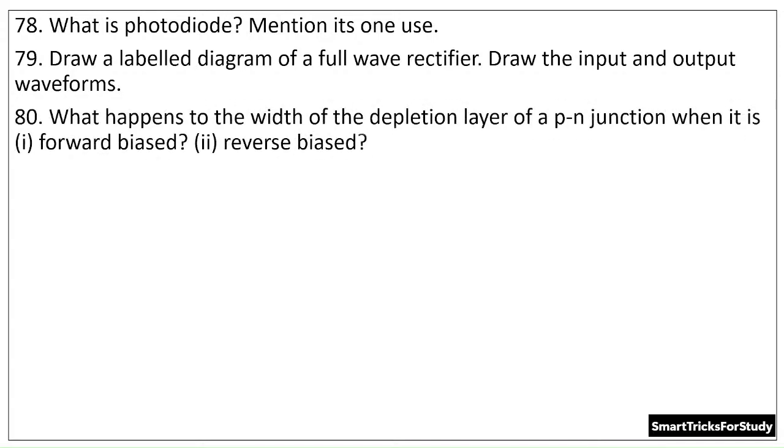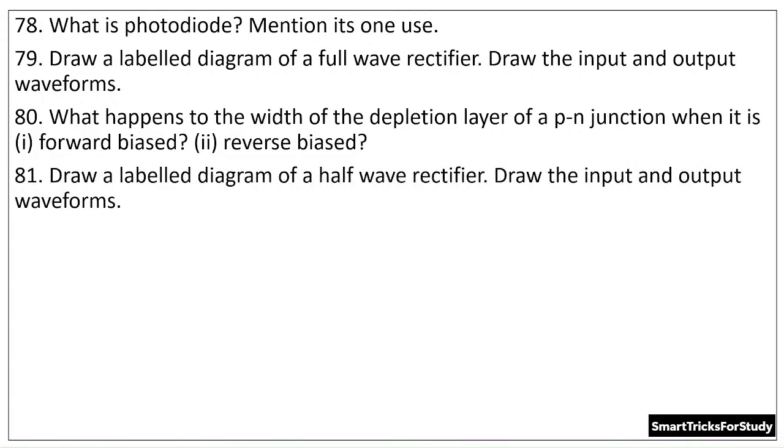80. What happens to the width of the depletion layer of a p-n junction when it is 1. Forward biased, 2. Reverse biased. 81. Draw a labeled diagram of a half-wave rectifier. Draw the input and output waveforms.